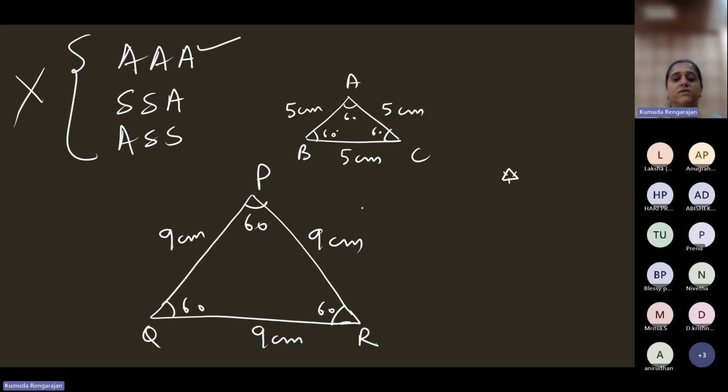So you can see here, if AAA is a valid congruence rule, then these two triangles are congruent because angle A is equal to angle P, angle B is equal to angle Q, and angle C is equal to angle R. Then that means the two triangles are congruent. But no, this one has side 5 centimeters, here 9 centimeters. They are not identical. So you can understand why AAA is not a valid congruence rule.